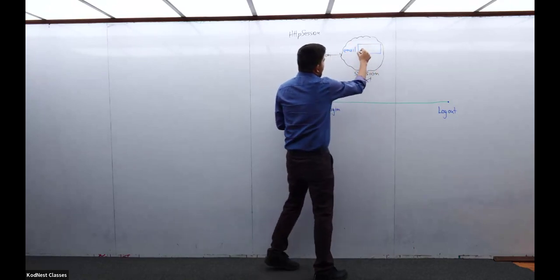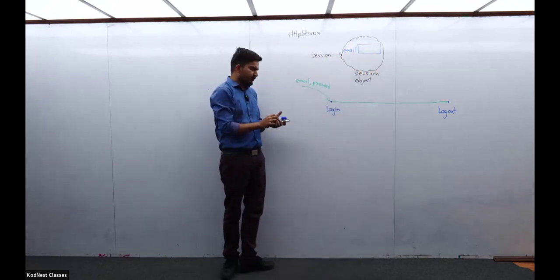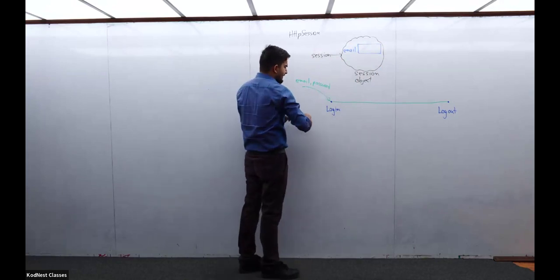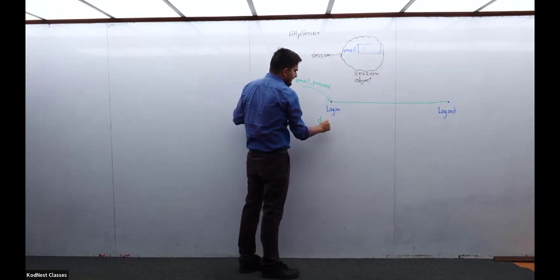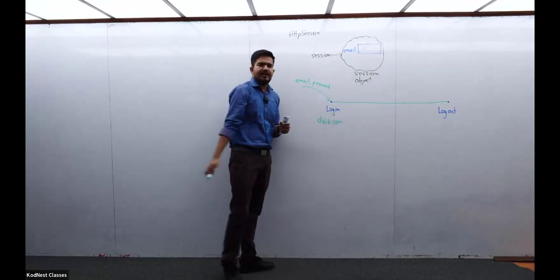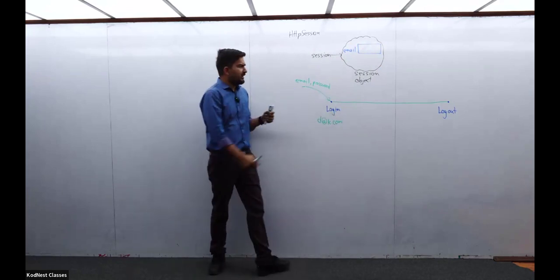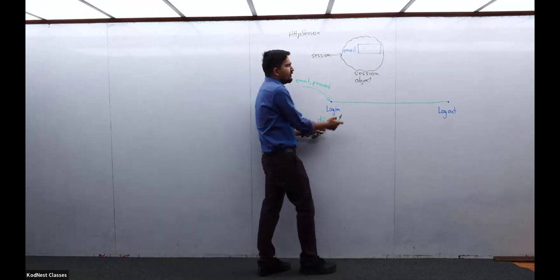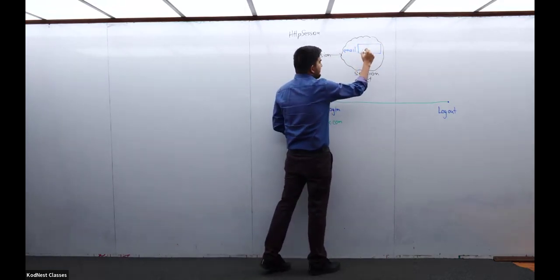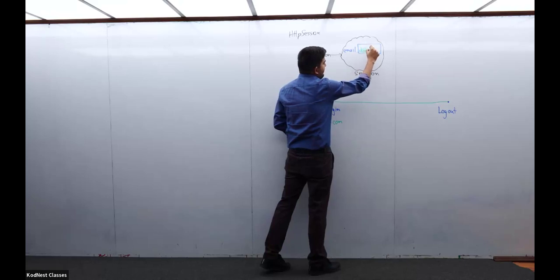And whichever user has logged in, let's suppose the user who has logged in this case happens to be maybe d@k.com. Let's suppose this is the email ID of the user who has tried to log in. So this email ID, what we are going to do is maintain it inside the session, maybe d@k.com.